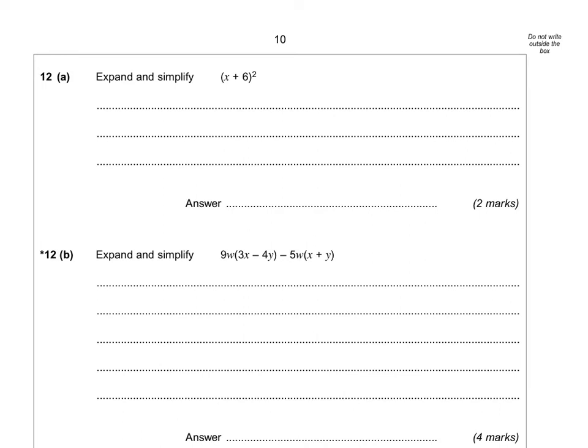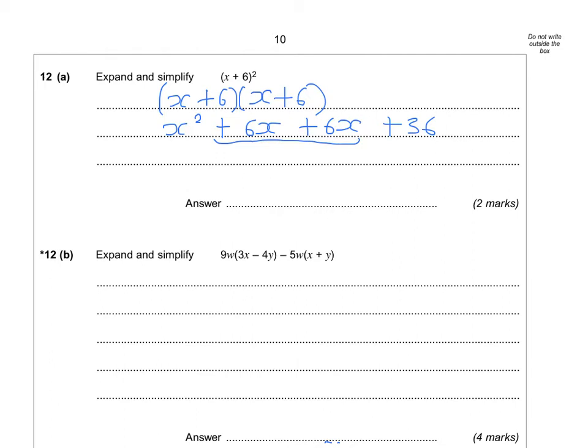Question 12, Part A. Expand and simplify x plus 6 squared. Now the crucial thing to remember here is that this is a pair of double brackets, so we have to make sure we write x plus 6 multiplied by x plus 6 and then expand our double brackets carefully. So this gives us x squared plus 6x plus 6x plus 36, and we need to make sure we simplify this pair of middle terms, so our final answer is x squared plus 12x plus 36.